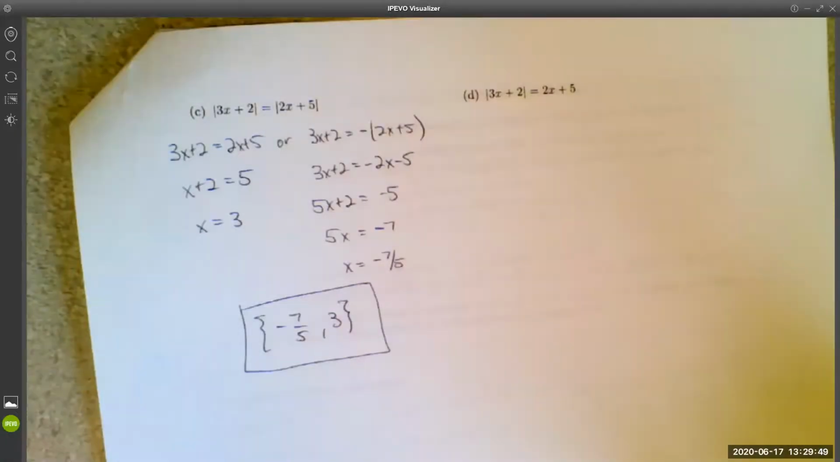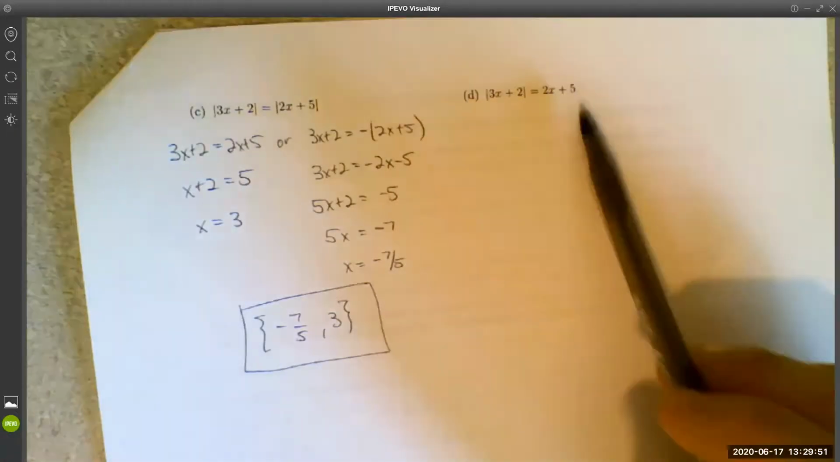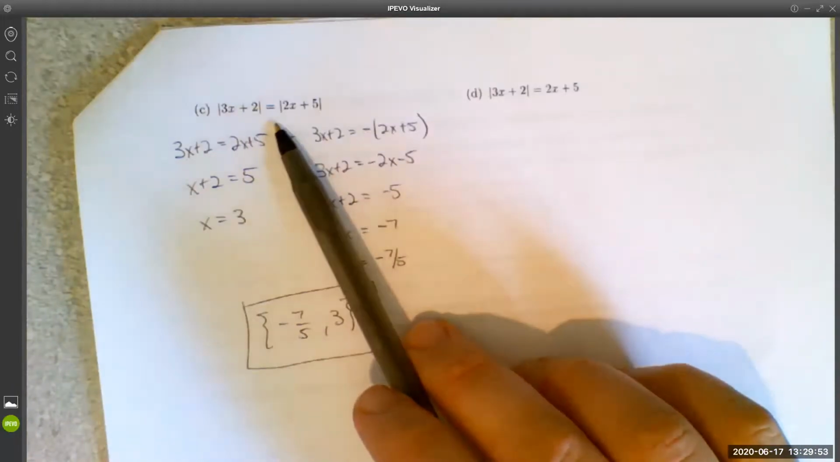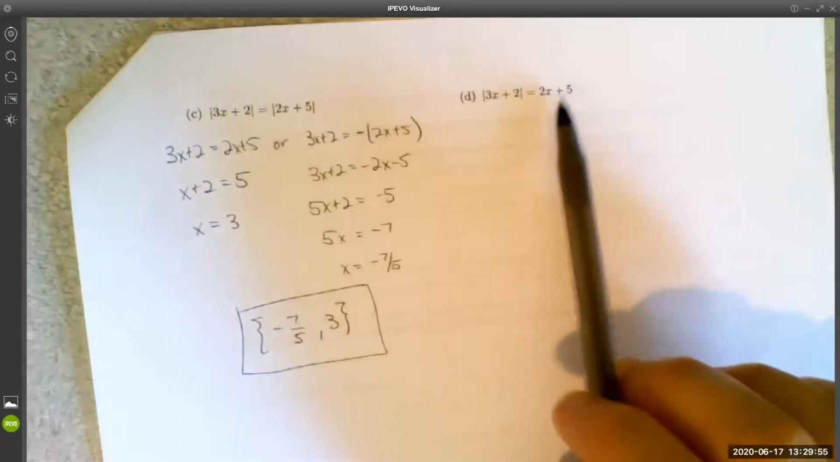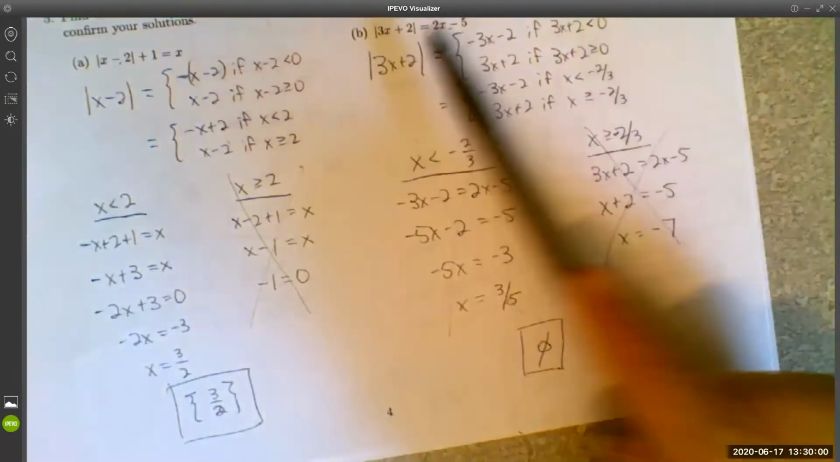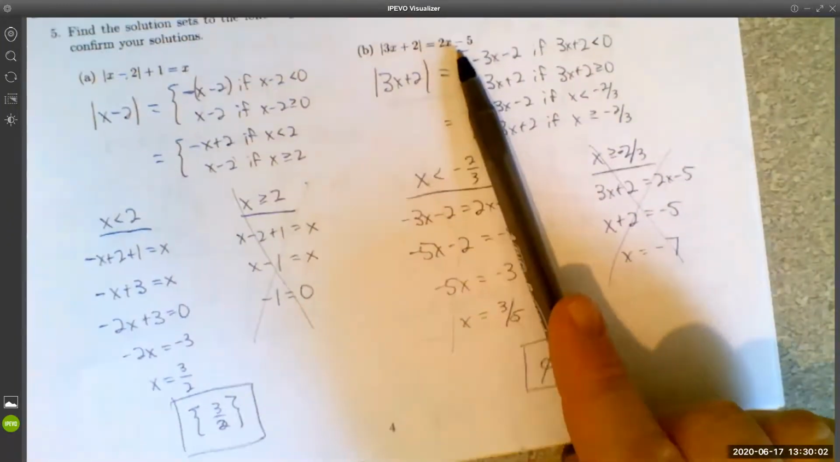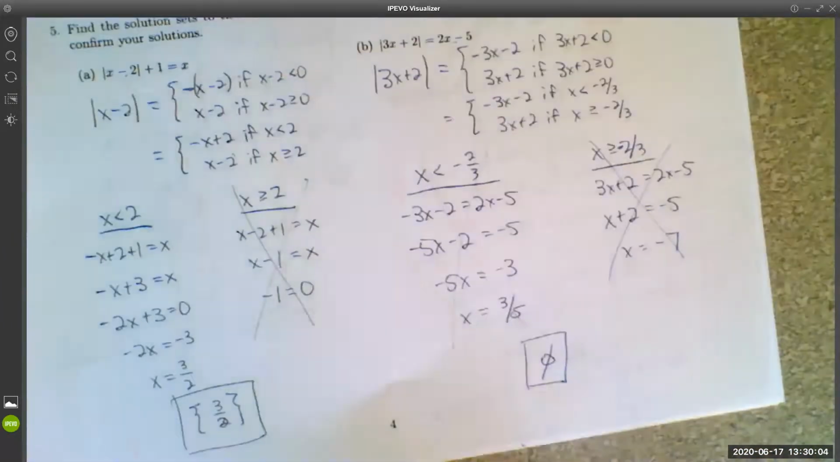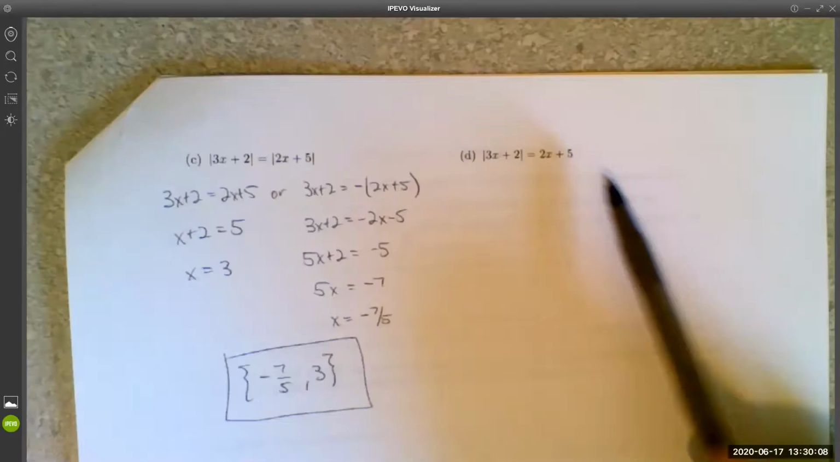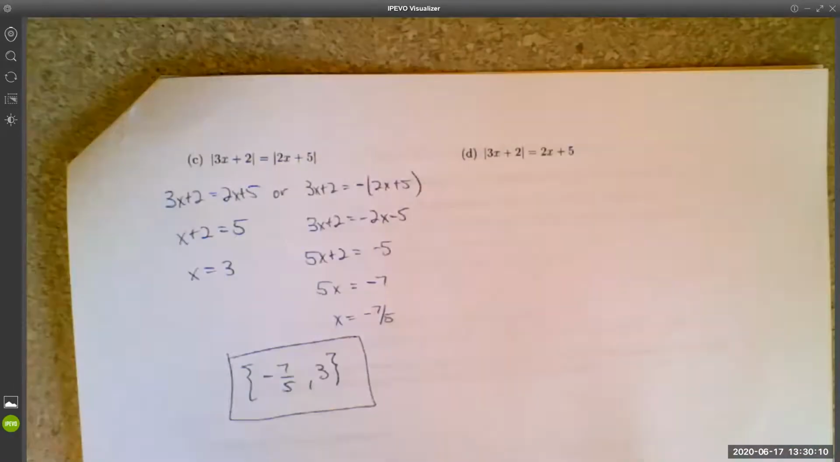Okay, let's do part D. Now part D is really similar looking to part C, but there are no absolute values around the 2x plus 5. It's also really similar looking to part B, but in part B we did 2x minus 5, and we got no solution. So let's see, if we change that to 2x plus 5, will we get solutions this time, and if so, how many? Is there one solution, two solutions? Let's see.